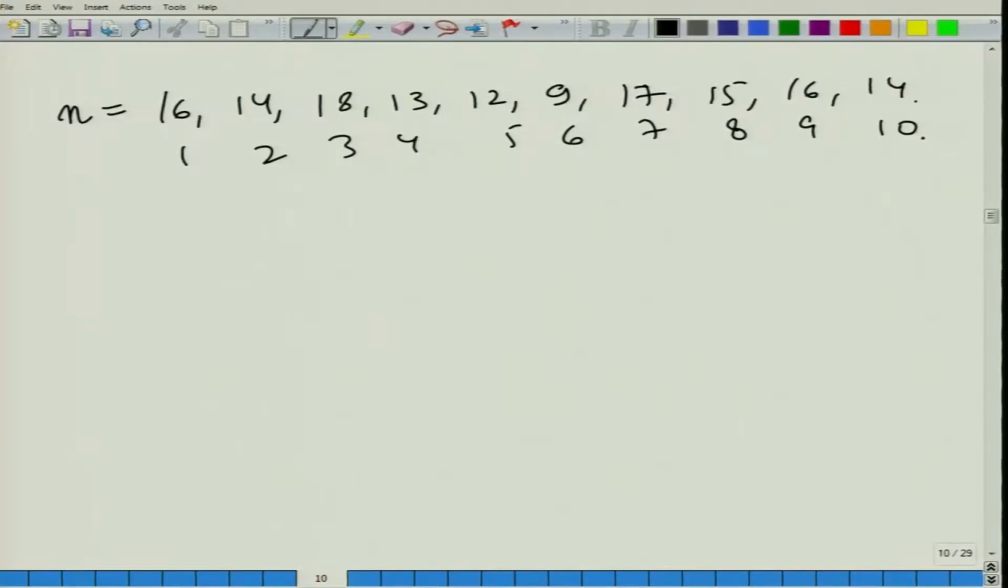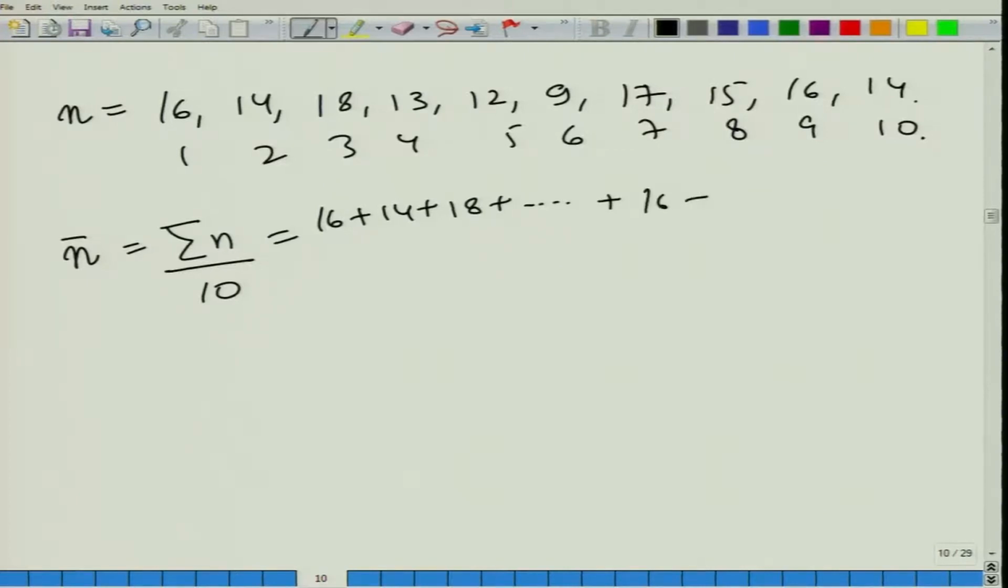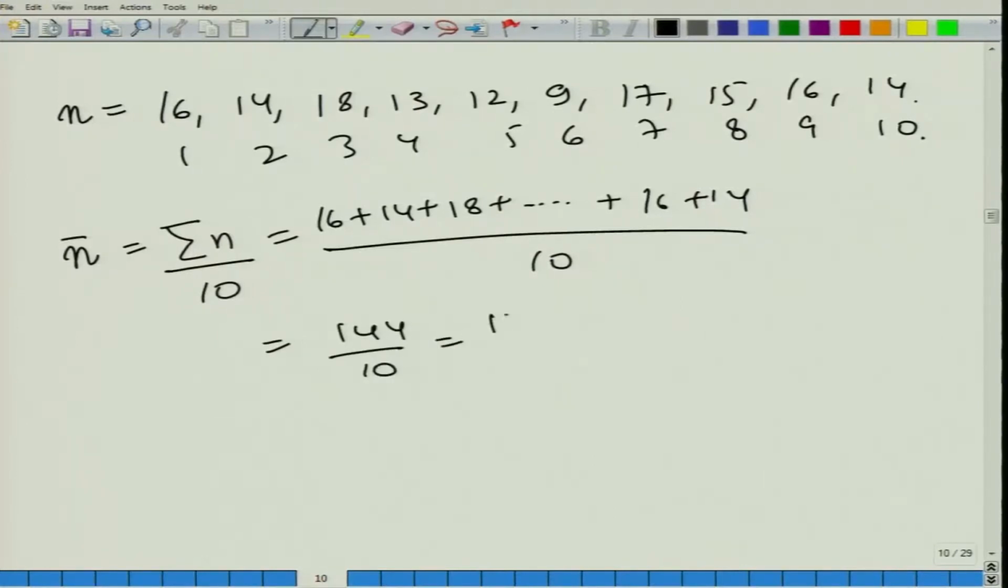What is the average number of trees in a sample plot? The average number of trees will be given by the sum of the number of trees divided by 10, because here we have 10 samples. So it is 16 plus 14 plus 18 plus so on plus 16 plus 14, whole divided by 10, which comes to 144 by 10, equal to 14.4. So we have an average of 14.4 trees per sample plot.